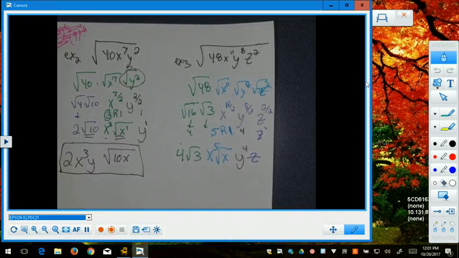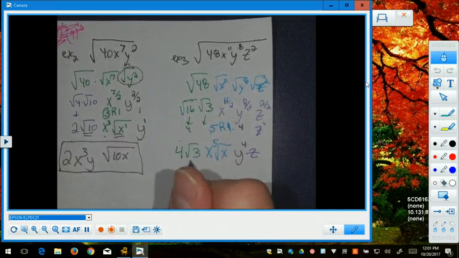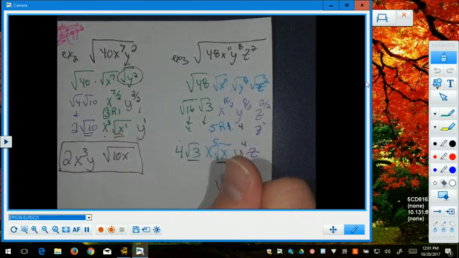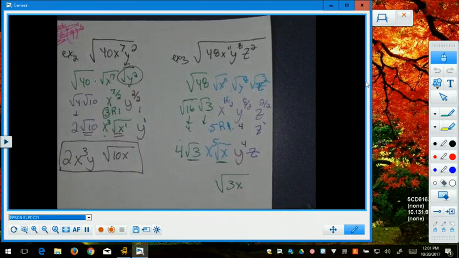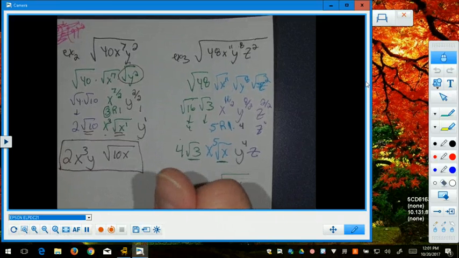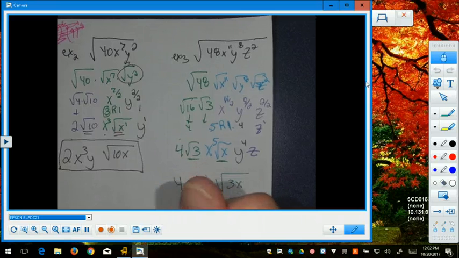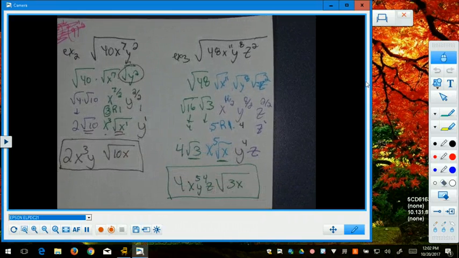In my final answer, I will group all the ones that are under a radical together. So 3 times x under the radical is the square root of 3x. And then I have 4x to the 5th, y to the 4th, z in front of the radical. All of those terms still being multiplied together.